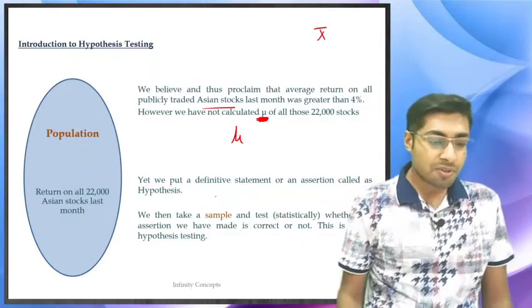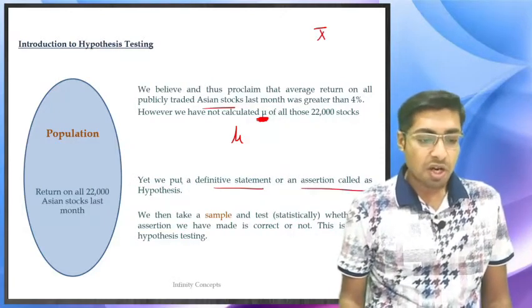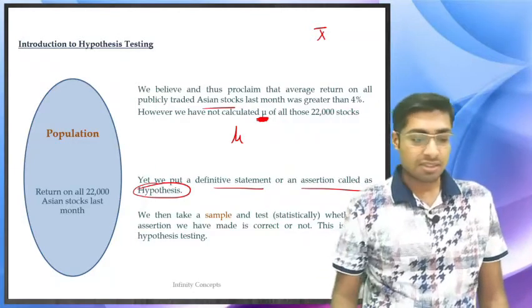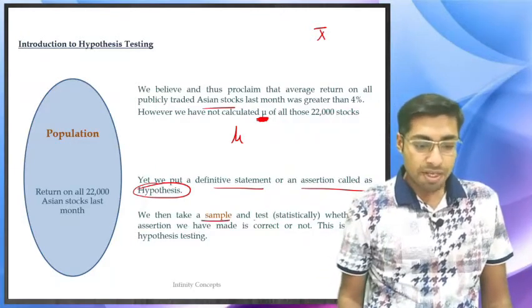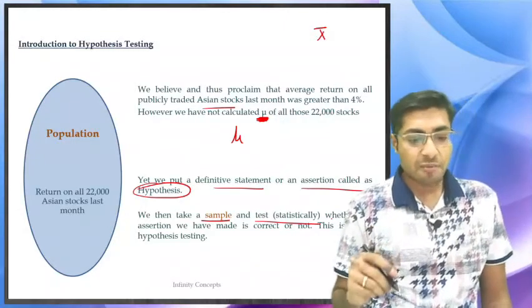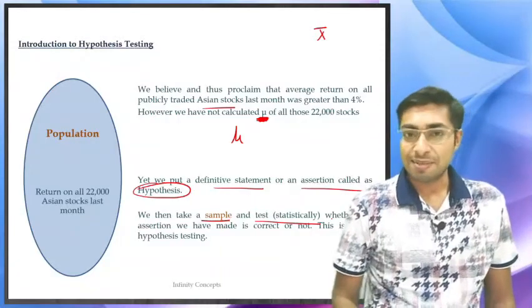So now what are we going to do? We are going to put a definitive statement or an assertion called a hypothesis, and then we are going to test that hypothesis. We then take a sample and test statistically whether the assertion that we have made is correct or not. This is called hypothesis testing.